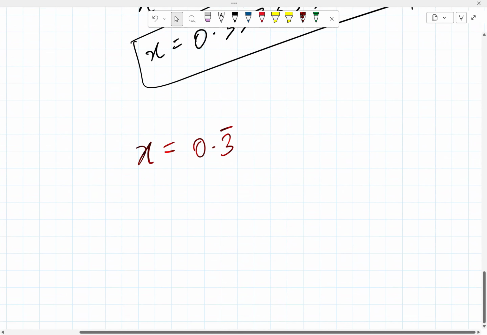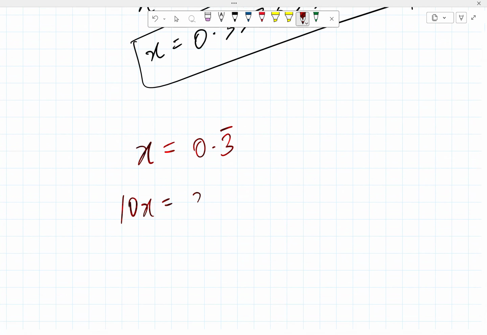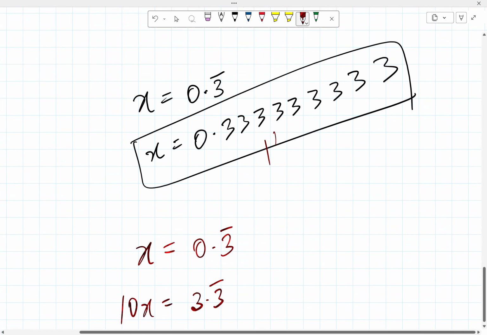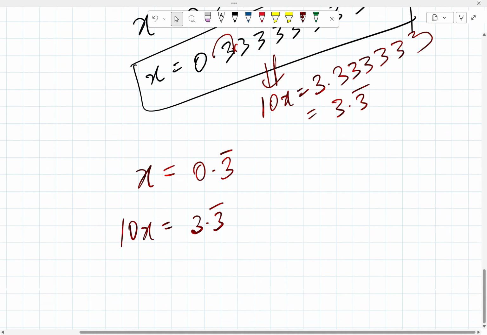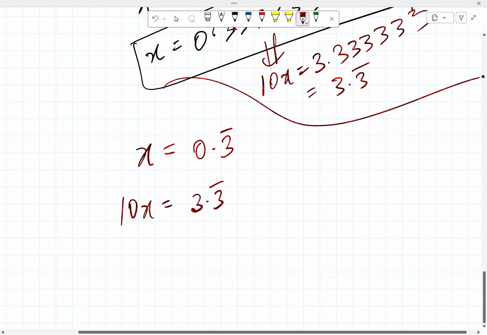So first, you want to multiply both sides by 10, right? So you have 10x equals 3.33333. Because if you multiply this by 10, 10x here simply means the decimal point will shift by one step. So you have 3.33333333 and so on, which is simply 3.3 bar still. Okay, that's what we have right here.